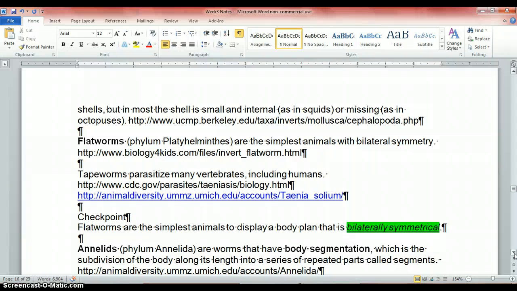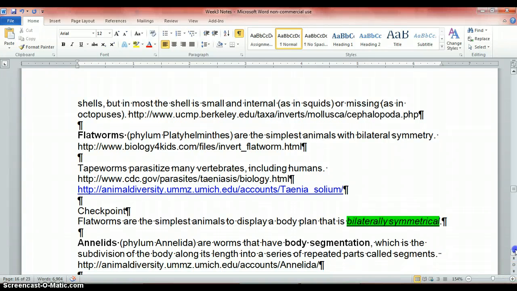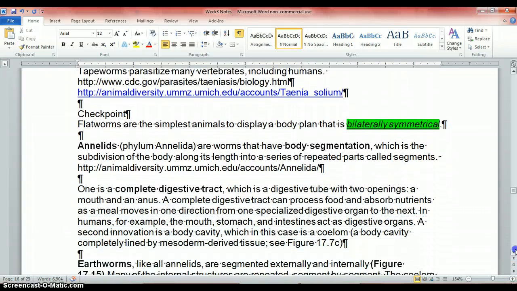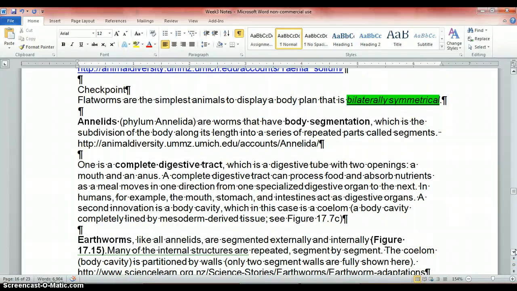Flatworms, which are so beautiful if you see the oceanic ones, they just float, are the simplest animals with bilateral symmetry. So remember, this means left and right are the same rather than being circular. And tapeworms parasitize many vertebrates, including humans. So they're kind of a flatworm kind of thing. Lots of links. And this is just link happiness because you kind of have to see it to know what you're talking about.